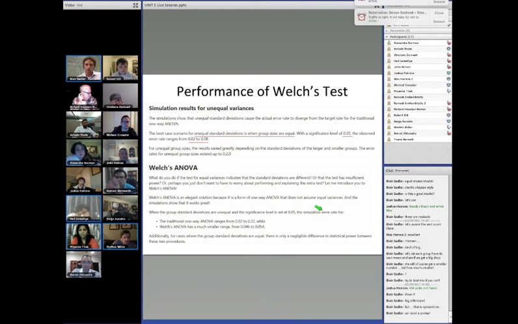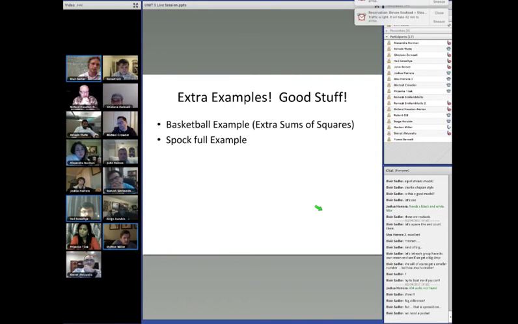You can look at this. This is an example, I think we looked at this once before, of why you should use the Welch's ANOVA. If you're not sure of the assumptions, you should use Welch's ANOVA just by default.